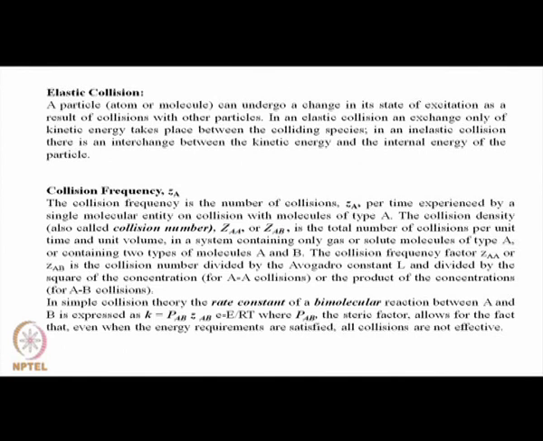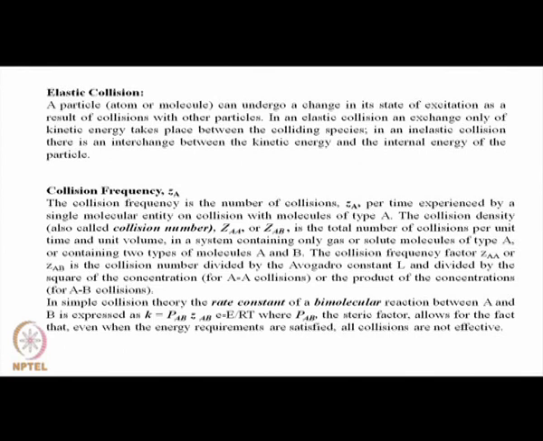The collision frequency factor, small z_A or small z_AB, is the collision density divided by Avogadro constant L and divided by the square of the concentration for AA collision, or the product of the concentrations for AB collision. So, square for AA and product of concentrations for AB collision.